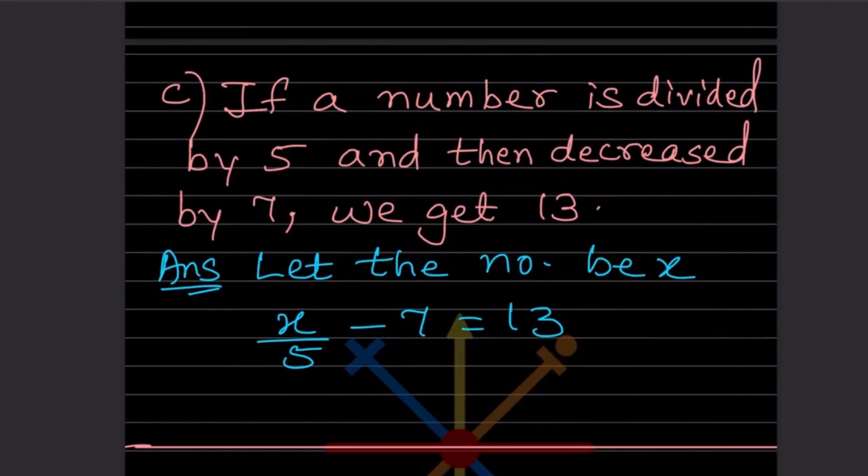Now the next problem says that if a number is divided by 5 and then decreased by 7, we get 13. So we don't know the number, so let the number be x. Now divided by 5 means x divided by 5. The number is divided by 5. And then decreased by 7. Decrease means you are going to subtract. So here minus 7 and that we get 13.